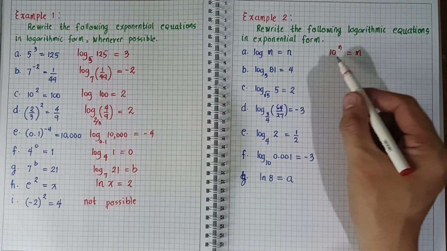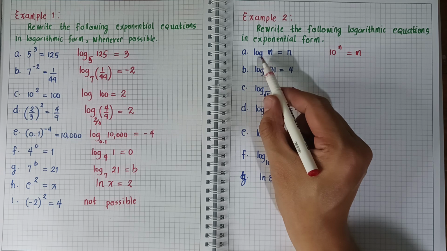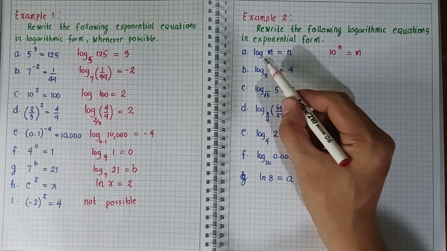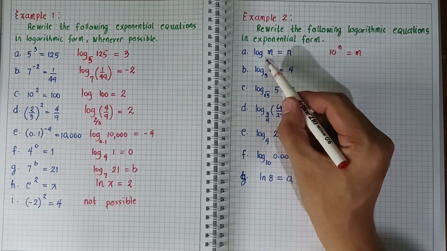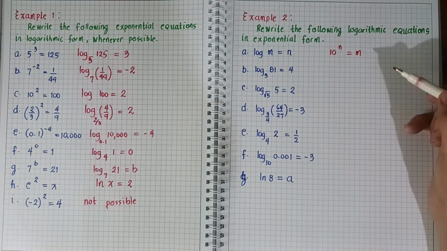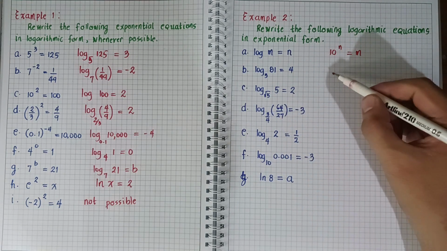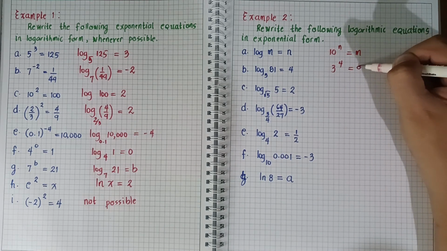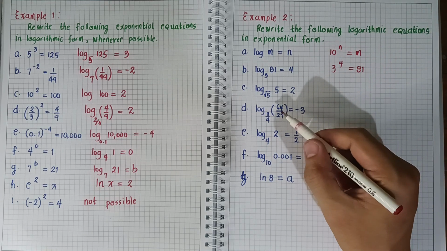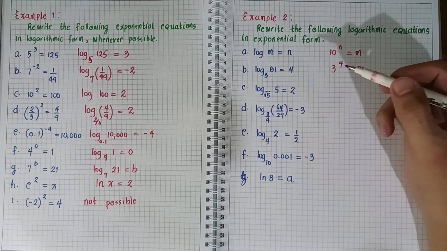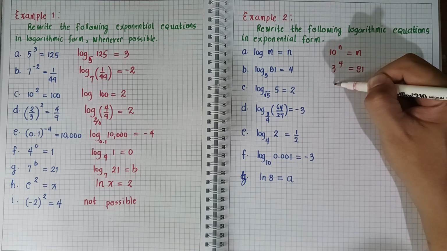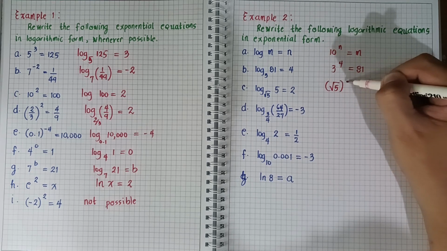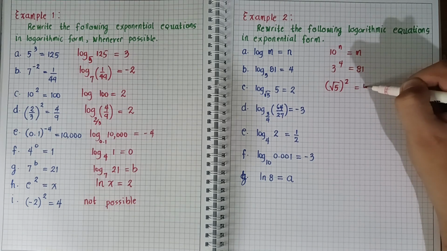So, baka magtaka kayo, bakit nagkaroon ng 10? Wala naman 10 dito. This is actually falls under, very good, common logarithm. Okay, pag wala kayo nakitang base, meaning, meron kayong base na 10 dito. Okay, next. Example, letter B. So, this becomes 3 raised to 4 equals 81. Next, letter C. So, this becomes, okay, dapat maglagay tayo ng parenthesis. Square root of 5, close, squared, is equal to 5.